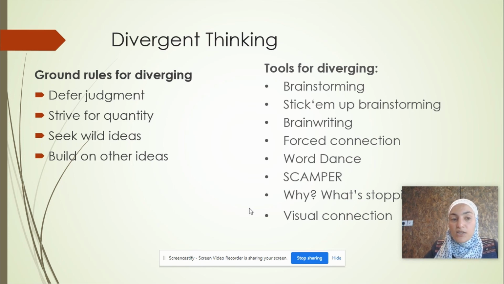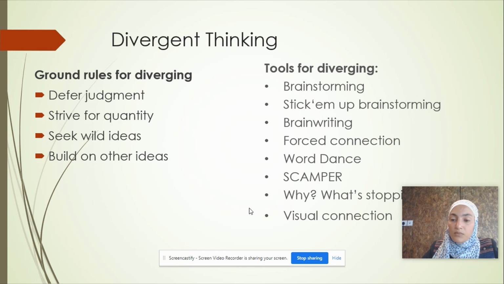Here we strive for quantity, generate as many ideas as we can, and seek wild ideas, and build on other ideas. So working in groups and sharing ideas is a healthy thing, and using other ideas to build and come up with new ideas is what we are looking for. And there are tools for diverging. I will discuss with you some of these tools.